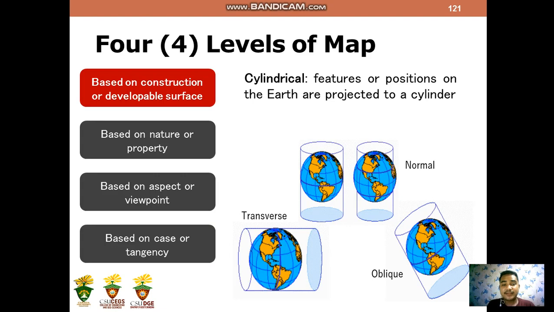So we have 4 levels of map classification: based on construction or developable surface, based on nature or property, based on aspect or viewpoint, and based on case or tangency. First, let us discuss based on construction or developable surfaces. We have the cylindrical level, where the features or positions on the earth are projected onto cylinders. As I discussed earlier, a cylinder is classified by its construction, whether it is transverse, normal, or oblique.